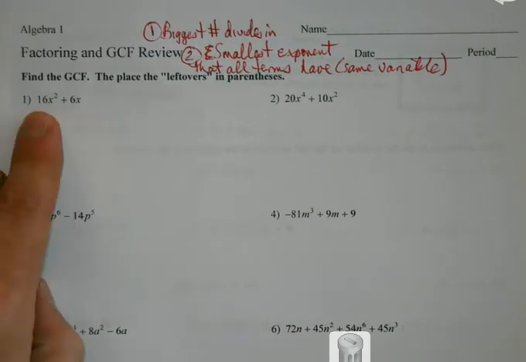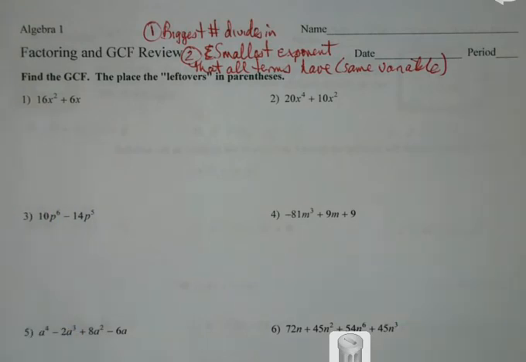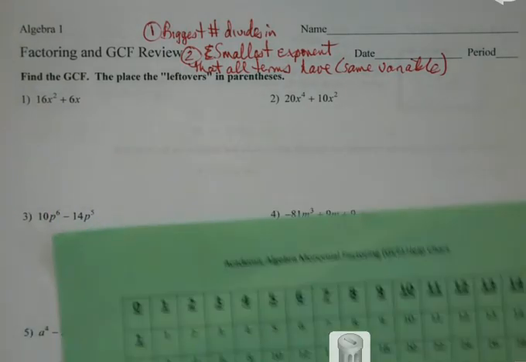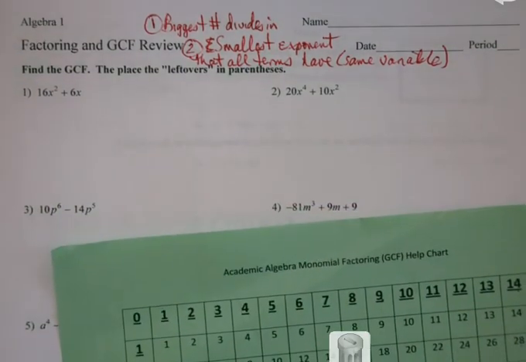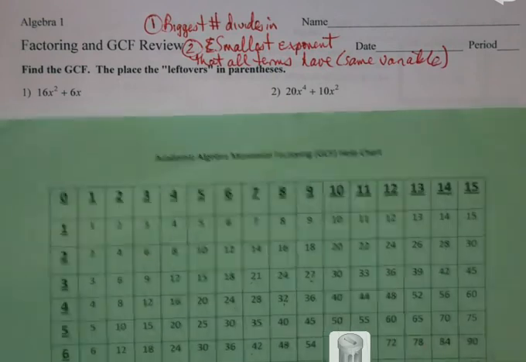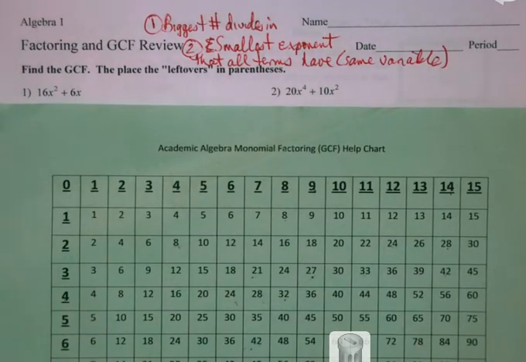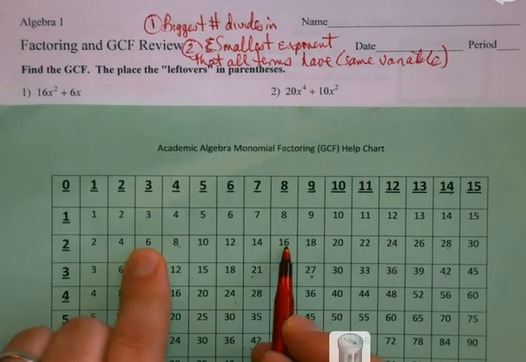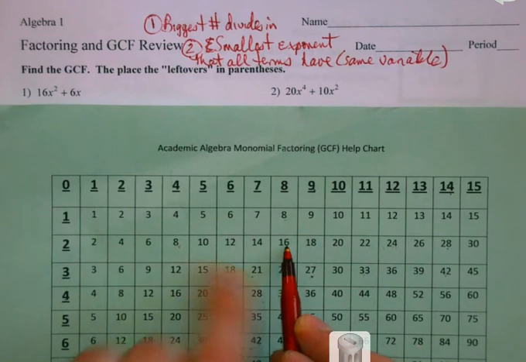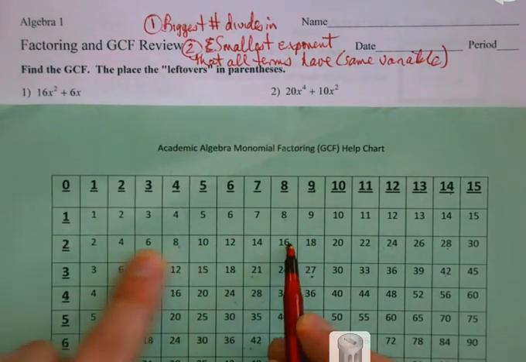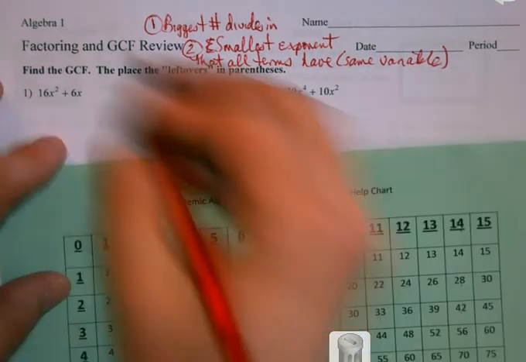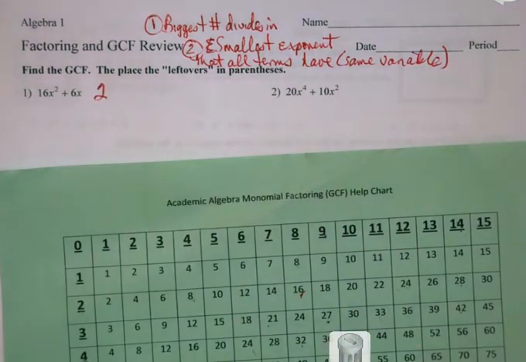My first job here is to find the biggest number that divides into 16 and 6. Now if I know that off the top of my head, sweet. If I don't, I always have the option of coming to this chart and saying, okay, I need to find 16 and 6 in one of these rows. And if I do 16 and 6, I just follow along back to the edge and go, oh, it's 2. So I'm pulling out a 2.